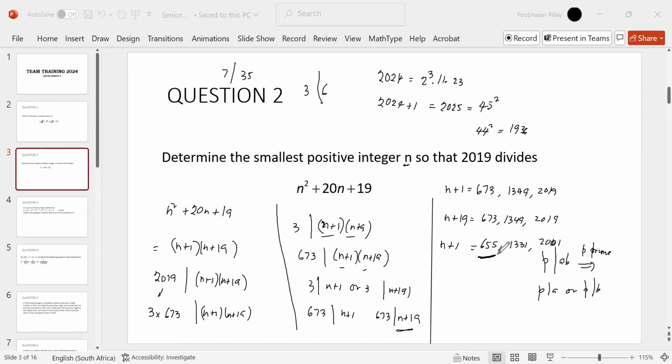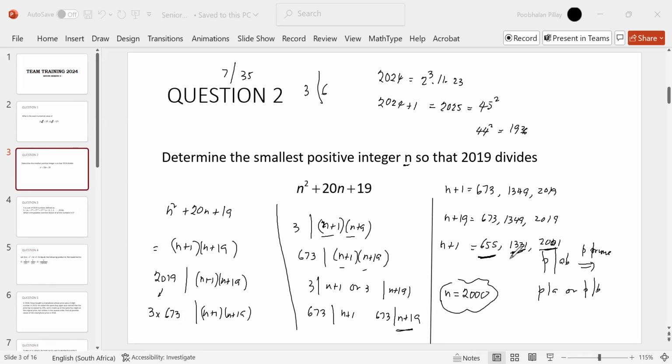You'll notice that when you add this thing, you get 16. So this is not a multiple of 3. When you add this, you get 8. It's not a multiple of 3. But when you add this, that is a multiple of 3. So therefore, the one that we're looking for is this last one. So therefore, n plus 19 is 2019. n plus 1 is 2001. So n is 2000. That's the smallest. That's the first multiple of 3 that you get.